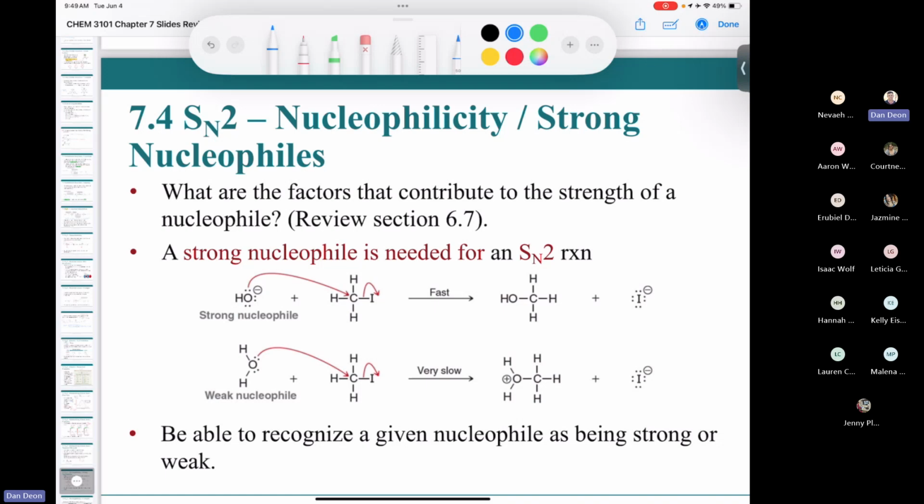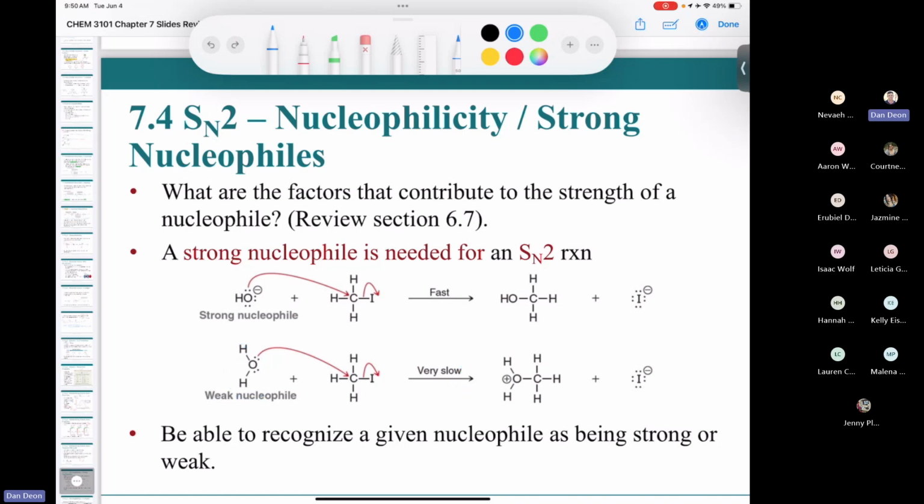If you go back to section 6.7, that's where I introduced the idea of a nucleus lover, or a nucleophile, something that's going to be attracted to a nucleus, which is positively charged. What are some of the factors that contribute to the strength of a nucleophile? If I take methyl iodide as my substrate and react it with a hydroxide ion, the reaction is very fast. Whereas if I treat it with water, it does do a substitution, but the reaction is very, very slow. So why would that be?